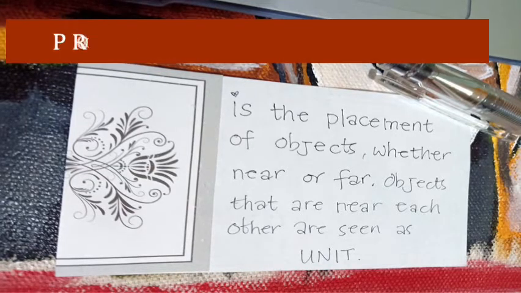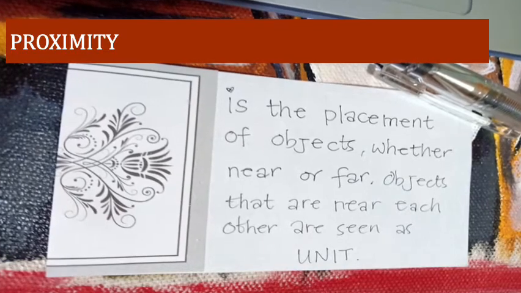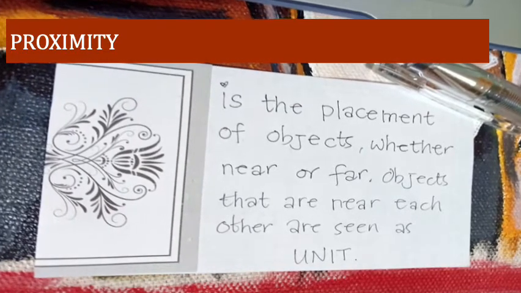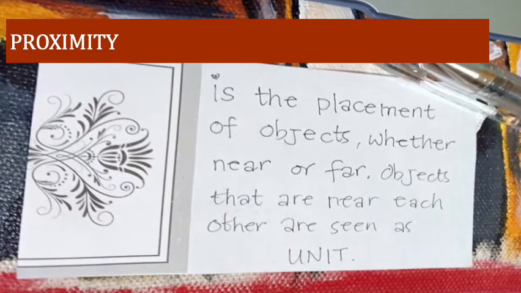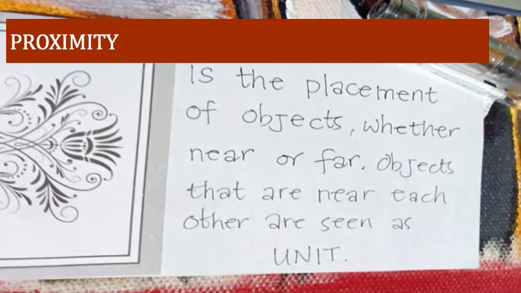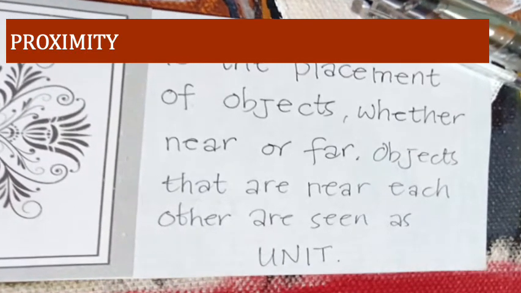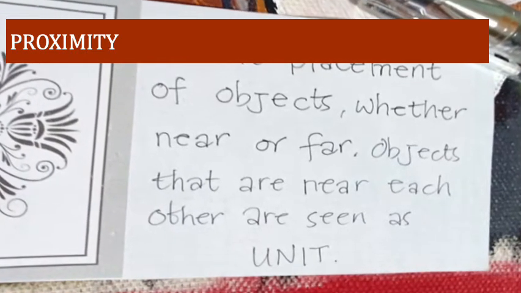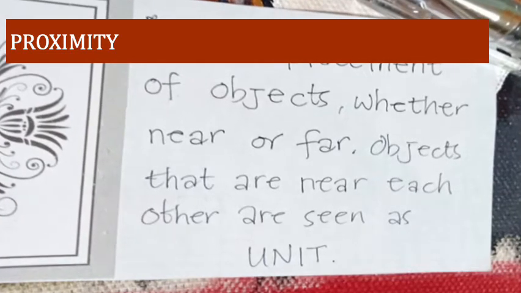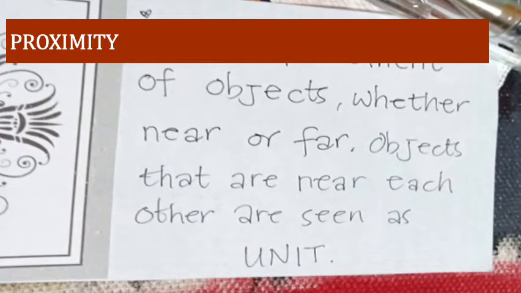And then we have also proximity. Now, proximity refers to the placement of objects. So how it was arranged, how it was placed in a particular composition, whether near or far. So objects that are near each other are seen as a unit, while objects that are bounded by distance are perceived to belong to separate groups.